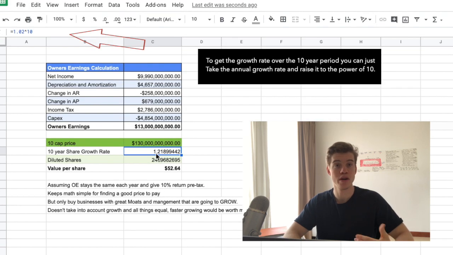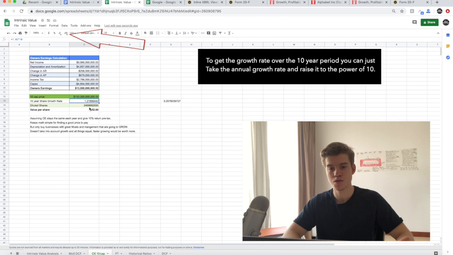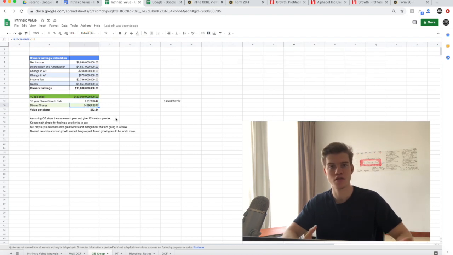So it gives us around a 21 or 22% growth rate over a 10-year period. So that's what we're using for the shares because we're trying to value the business into the future. It's just a bit more of a conservative way to do things. And then you get the value per share today.